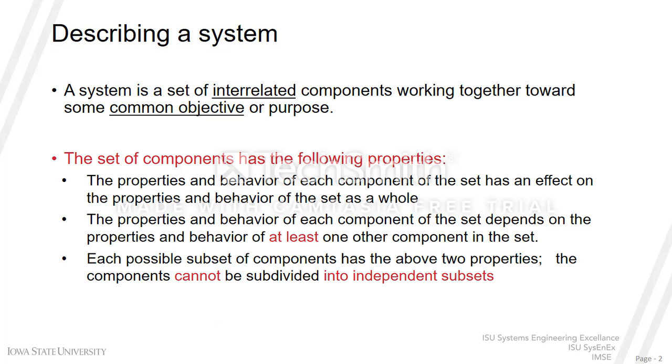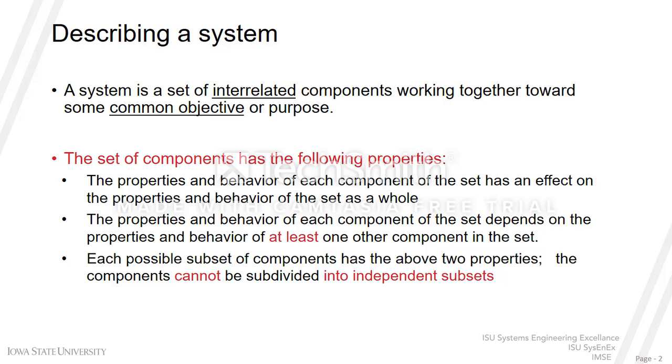First of all, a system is a set of interrelated components working together towards a common objective or purpose. In order to be a true system, the components have to have certain properties. First, the properties and behaviors of each component of the set have an effect on the properties and behavior of the set as a whole. Second, the properties and behavior of each component of the set depend on the properties and behavior of at least one other component in the set. And third, each possible subset of components has the above two properties. The components cannot be subdivided into independent subsets.